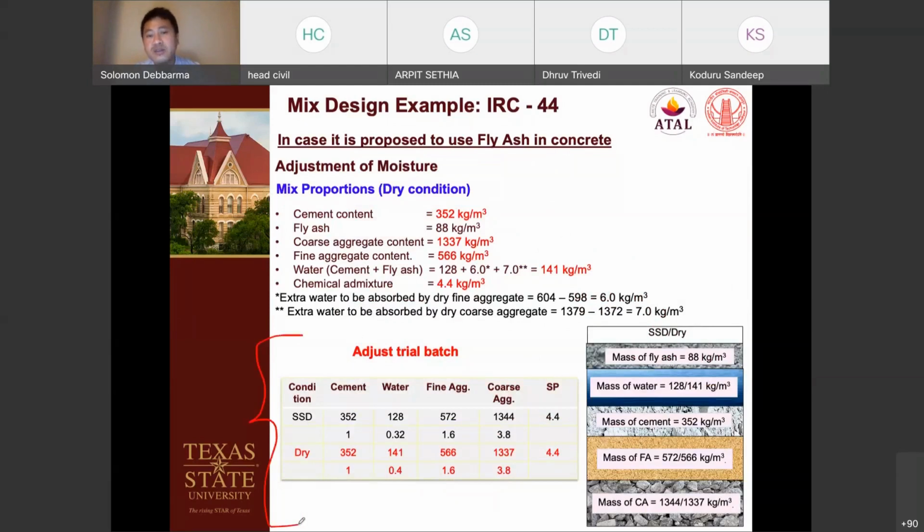So finally, we have understood how to design the concrete mix. We have learned the fundamentals of the PQC mix design. We have understood the factors affecting it. We have learned the steps, the procedures, and then we have also solved an example, and then we have also taken an example of how to design if we propose to use fly ash in the PQC mix.